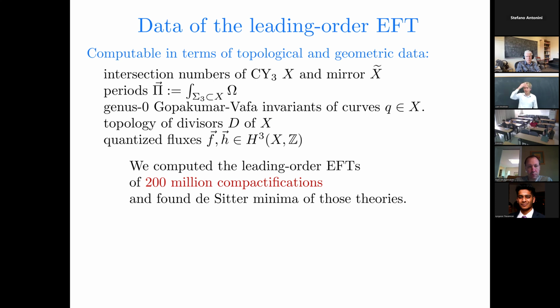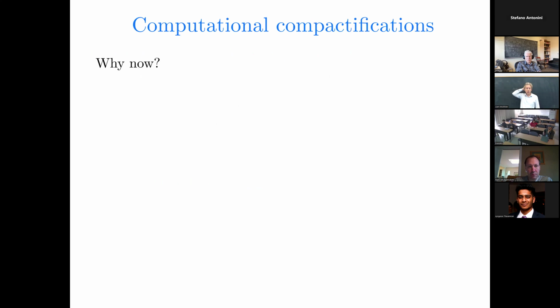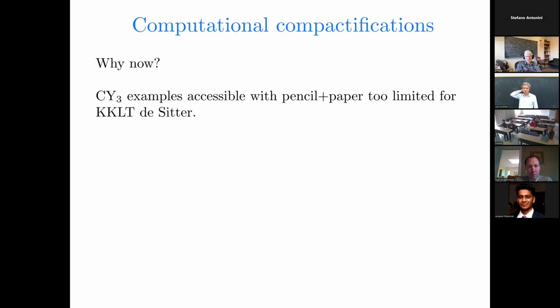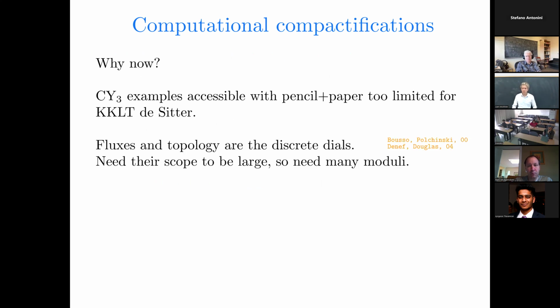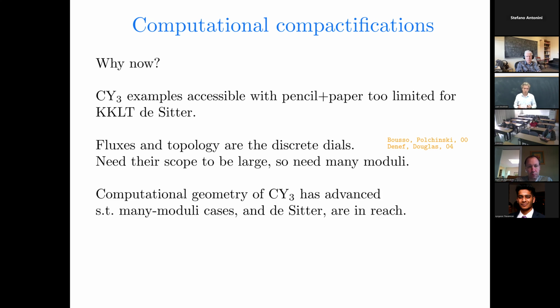Okay, so I think it's important to understand why this work is happening now. The Calabi-Yau threefold examples that you can get your hands on with pencil and paper are just too limited, in my opinion, to realize KKLT de Sitter vacua. And the reason is that the fluxes in the topology are the discrete dials. This is what we learned from Bousso and Polchinski in particular. To try to adjust in a rich landscape, one needs to have a high dimensional moduli space, a lot of discrete configurations. So you need many moduli, and once you need many moduli, you can't handle the computation with pencil and paper anymore. Now, it's the case that computational geometry of Calabi-Yau threefolds has advanced enough so that many moduli cases, and hence de Sitter, are in reach.